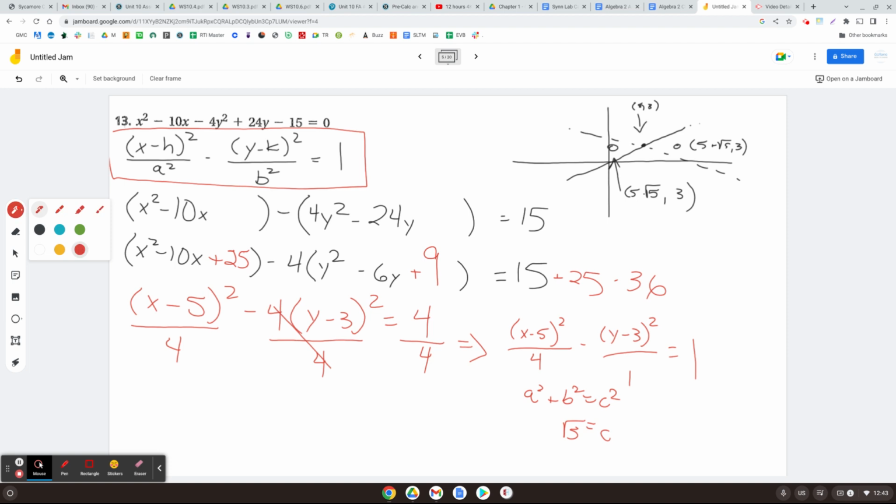So now we're going to start graphing these things. The vertices are 2 to the left and 2 to the right of the center. So one of the vertices is going to be 5 minus 2, so that's 3 comma 3. And the other one is going to be 5 plus 2, and so that's 7 comma 3. And then our hyperbolas are like this. Okay? So now to your question, which I'm sorry it took so long to answer, but we now understand how challenging this is.